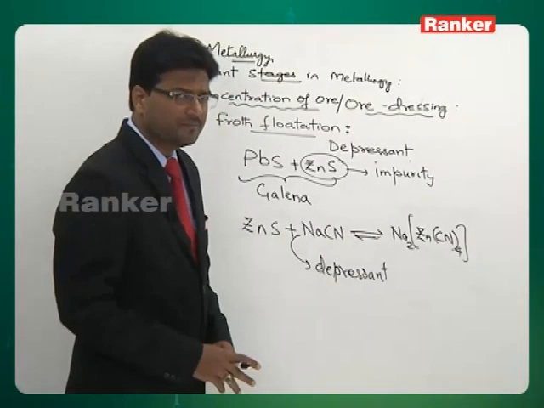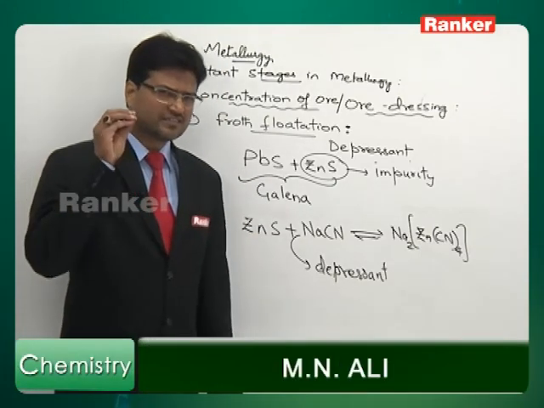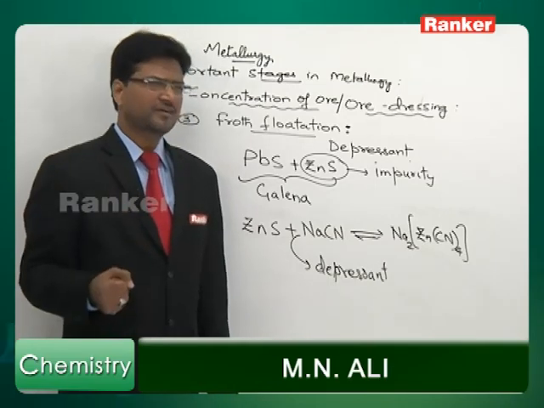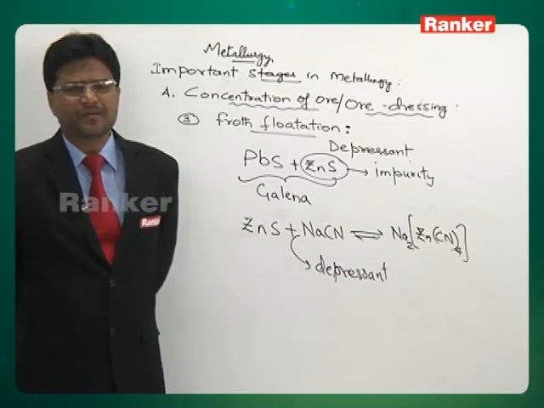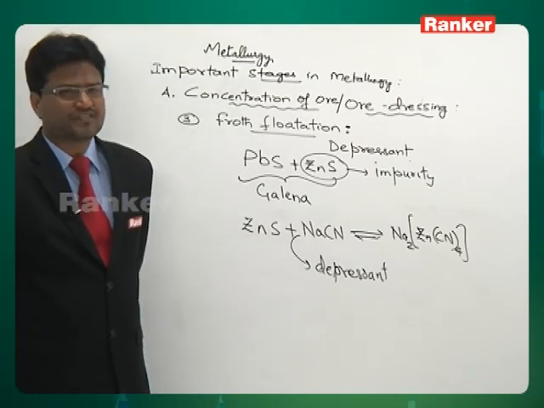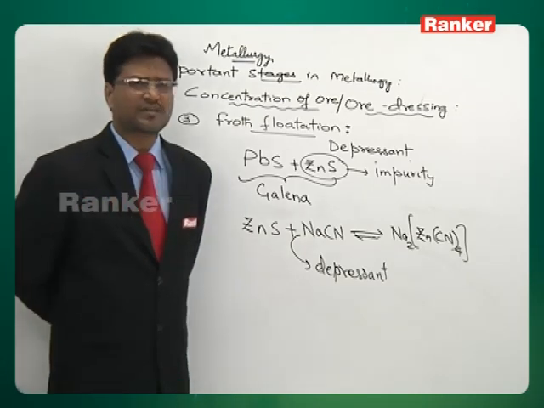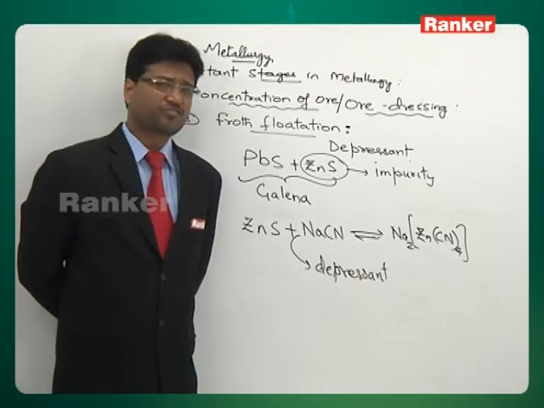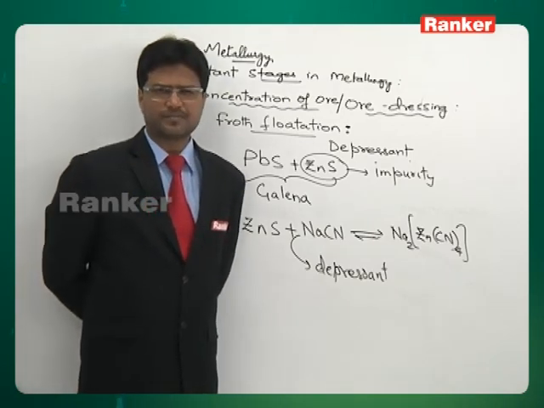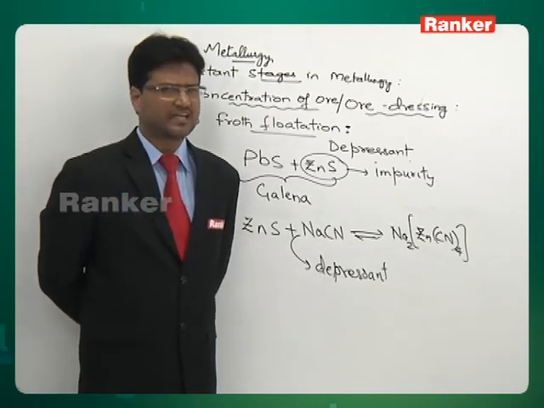So, when you have a mixture of two sulfides in a sulfide ore, then one of them is transformed into some soluble complex by adding a substance which is called a depressant. So, a depressant is a substance which transforms one of the sulfides into a soluble substance and will not allow it to get attracted to the froth during froth flotation. NaCN acts as a depressant for ZnS during the froth flotation of galena.